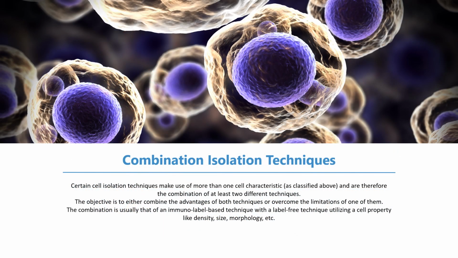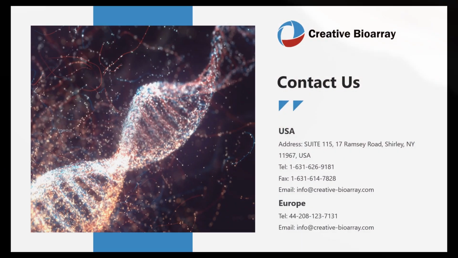Certain cell isolation techniques make use of more than one cell characteristic, as classified above, and are therefore a combination of at least 2 different techniques. The objective is to either combine the advantages of both techniques or overcome the limitations of one of them. The combination is usually that of an immuno-label-based technique with a label-free technique utilizing a cell property like density, size, morphology, etc.